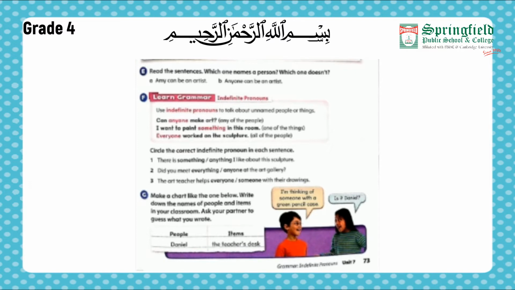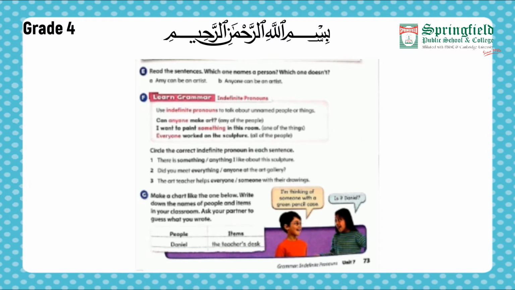Learn grammar, indefinite pronouns. Use indefinite pronouns to talk about unnamed people or things. Can anyone make art? Here they are talking about any person or people. I want to paint something in this room. Here they are discussing one of the things. Everyone worked on the sculpture. Here they are saying that all the people who were present were working on the sculpture.